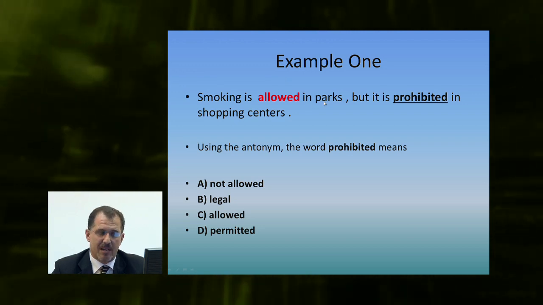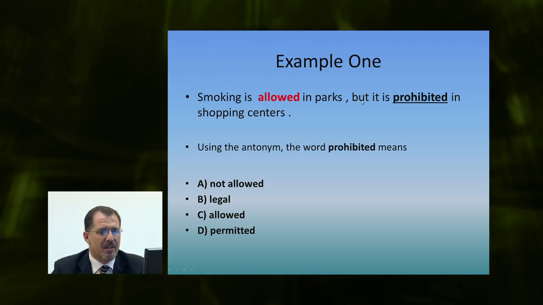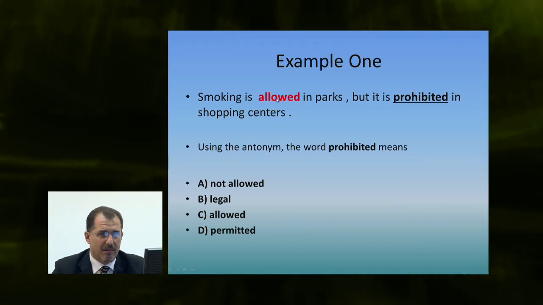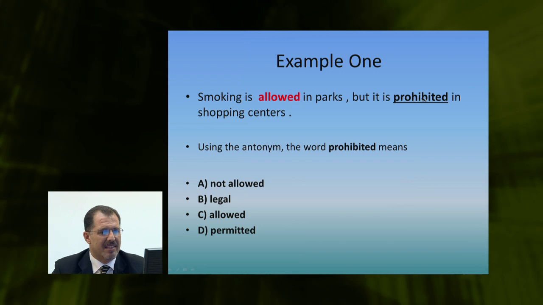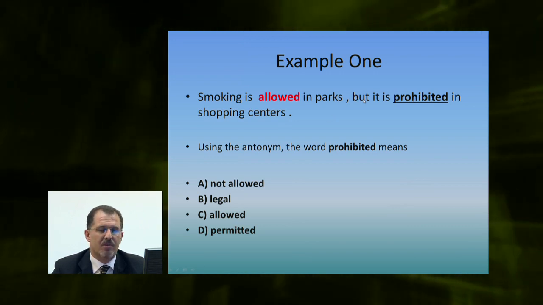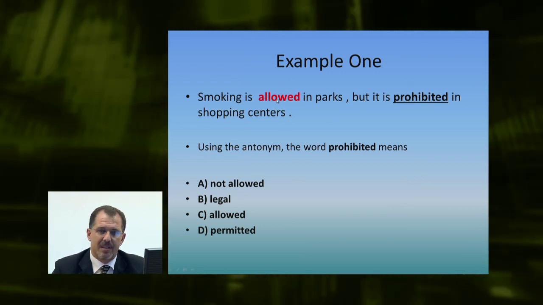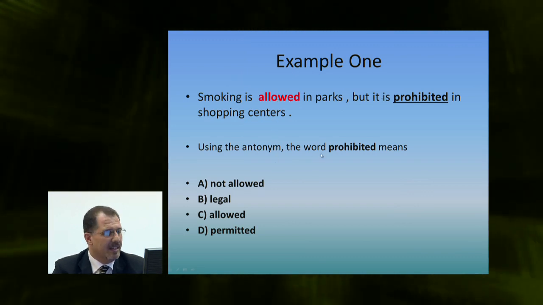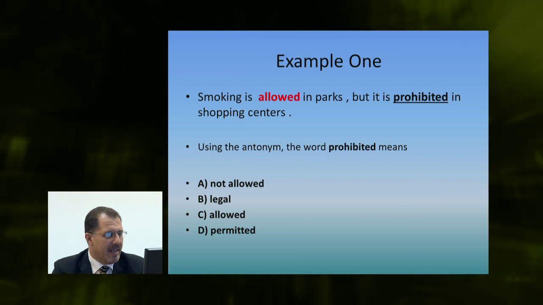Smoking is allowed in parks, but it is prohibited. So here we are going to have a different thing. Here it is allowed in parks, but it is prohibited in shopping centers. So we are going to have something which is opposite here. Okay, it's the opposite of allowed. So what do you think here? A, B, C, D. Of course, prohibited means not allowed. Okay, fine. Let's go to example 2.